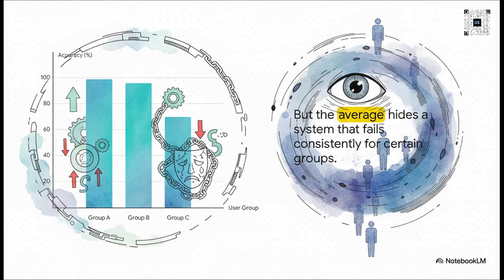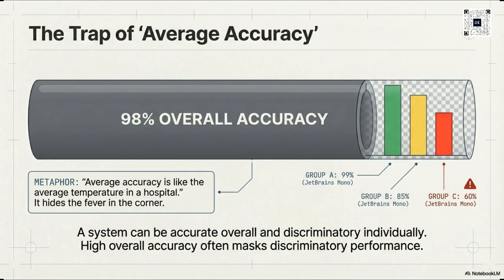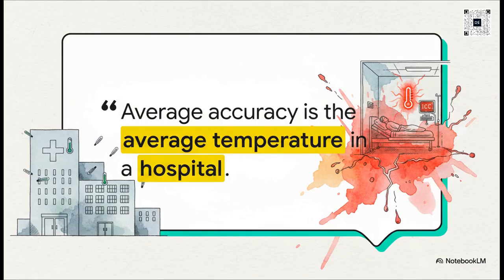You break it down, and you might find it's 99% accurate for one group, but a dismal 70% for another. That good average totally papers over the fact that the system is failing an entire community of people. There's a great way to think about this. Average accuracy is like the average temperature in a hospital. It might be fine on average, but that's not much comfort to the person in the ICU with a sky-high fever. A good average can hide a life-or-death problem.